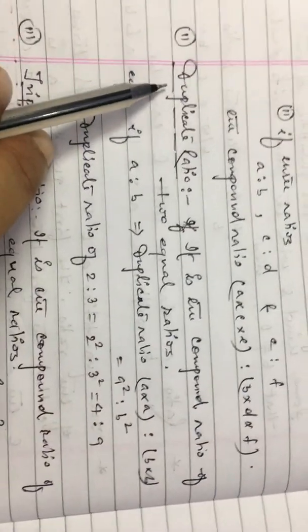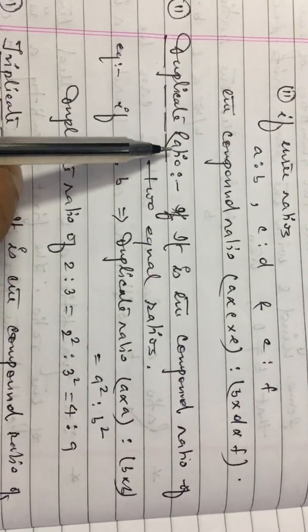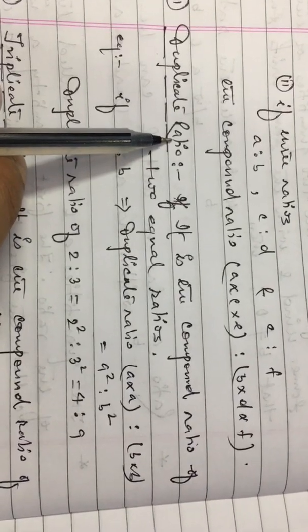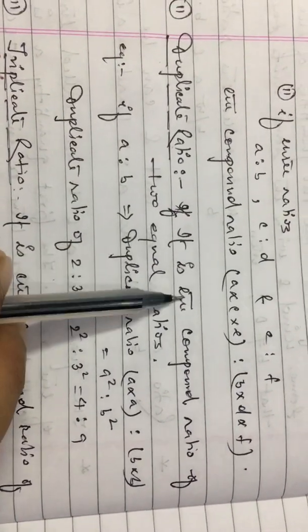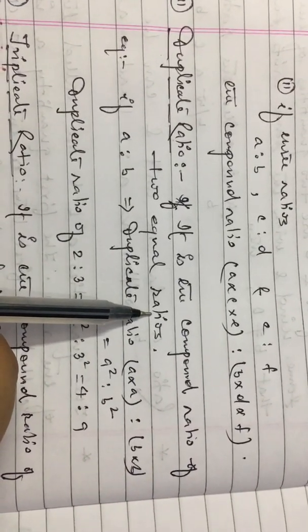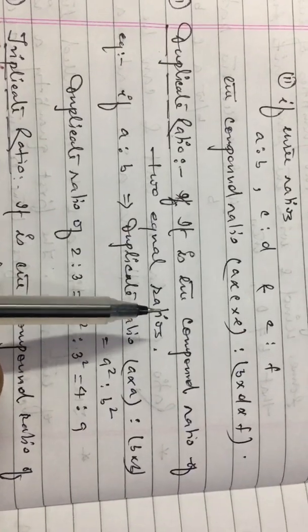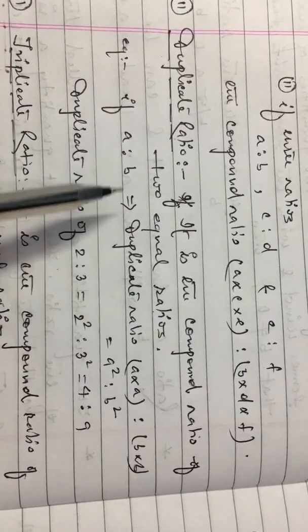Now see the second one, duplicate ratio. In the case of duplicate ratio, we are finding the square of the given ratio. See how it is defined: it is the compound ratio of two equal ratios. Generally in compound ratio, if two ratios are there, we take the product of their antecedents and the product of their consequents.